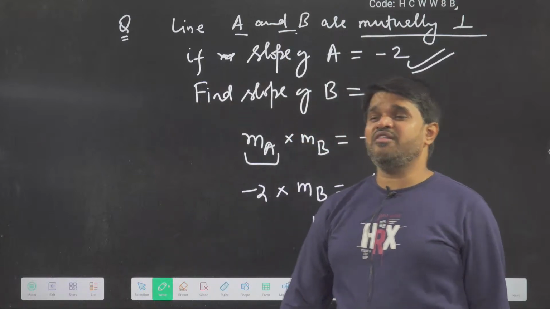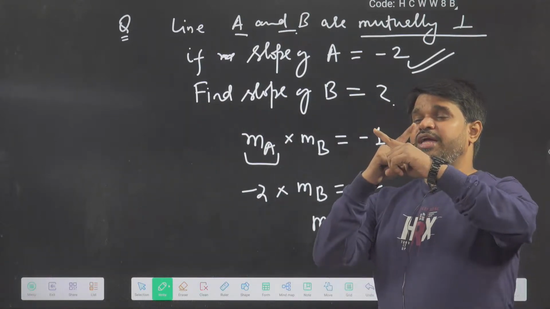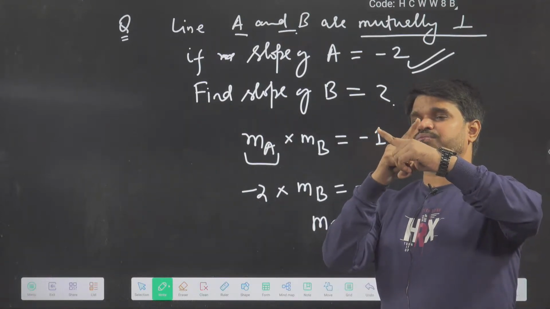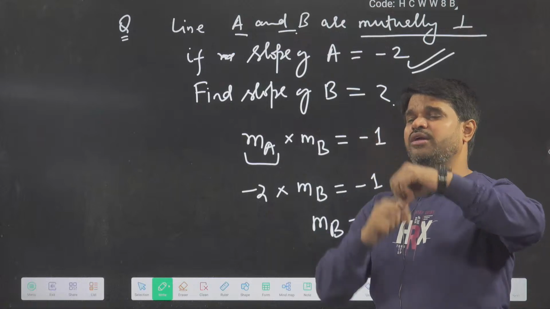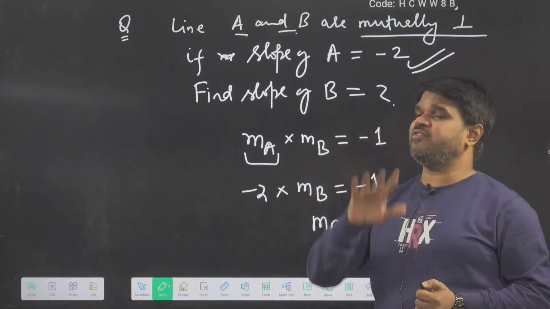Now, I am saying one statement. You have to tell me whether it is correct or incorrect. If two lines are perpendicular, one has positive slope, the other must have negative slope.